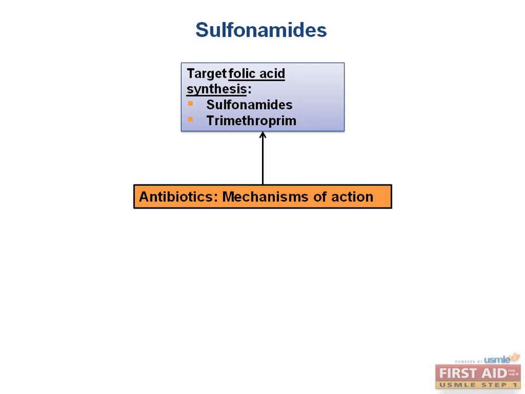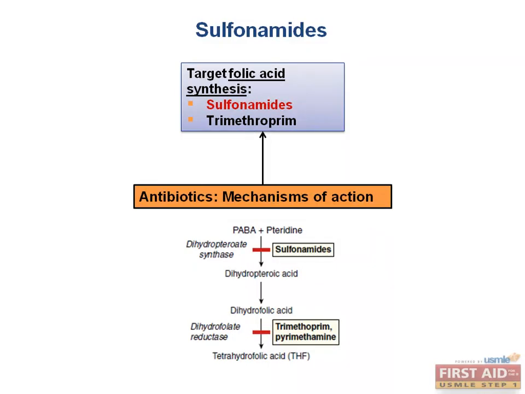Next up, we're going to move on to the next group of antibiotics. These are the ones that affect cell metabolism, namely by targeting folic acid synthesis. Let's start with sulfonamides. Examples of sulfonamides are sulfamethoxazole, sulfisoxazole, and sulfadiazine.